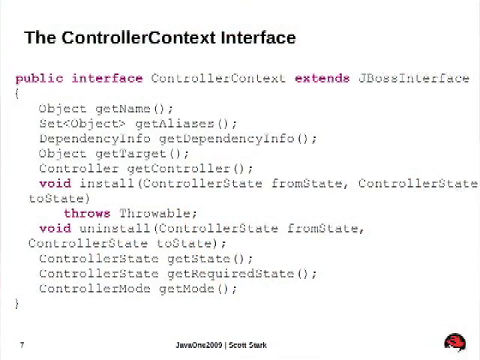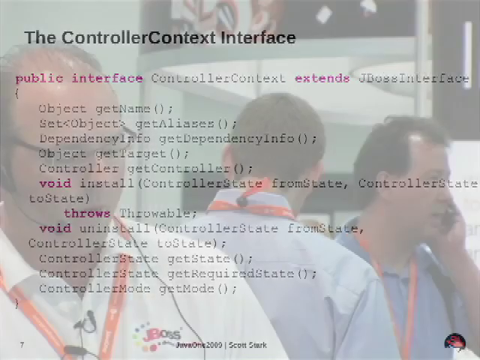The controller context interface, again, is basically a representation of the component in that state model. It contains a name, aliases, the information about its dependencies. The target is the actual instantiated element. Again, that's going to be an MC bean, a JMX bean, typically some type of POJO. Again, it basically is what controls how I move that target bean through the various states.